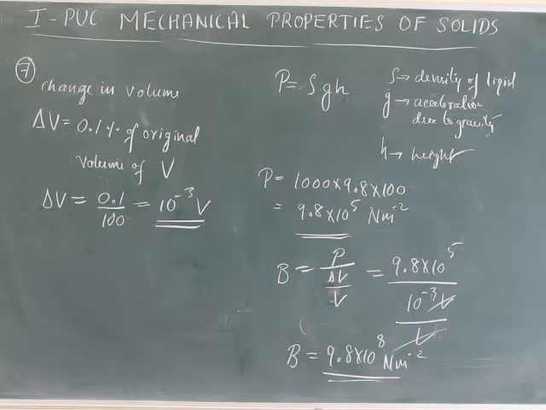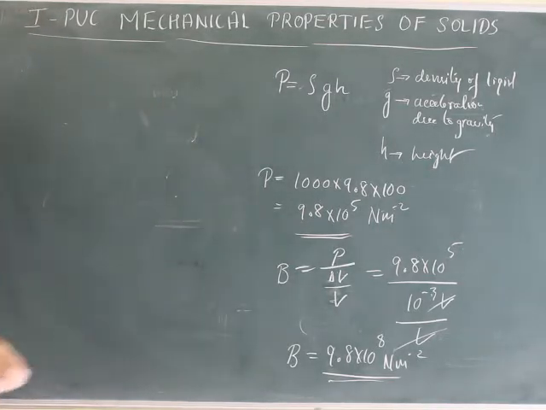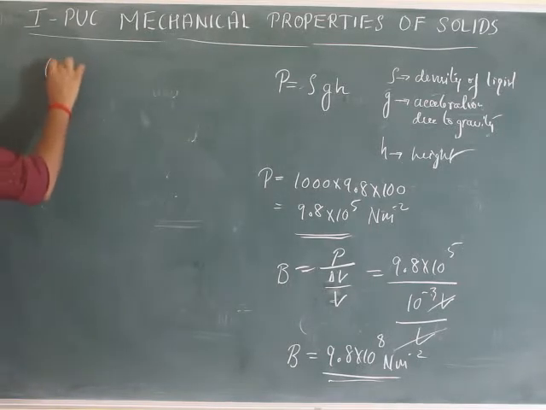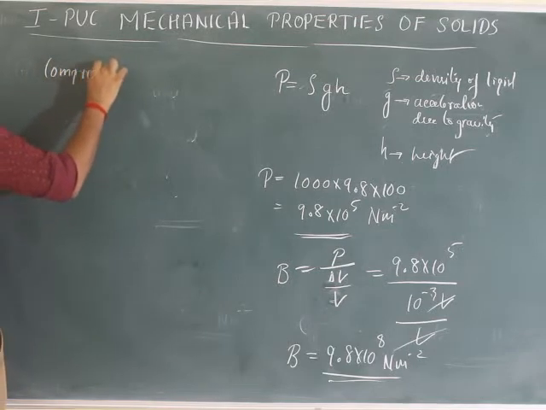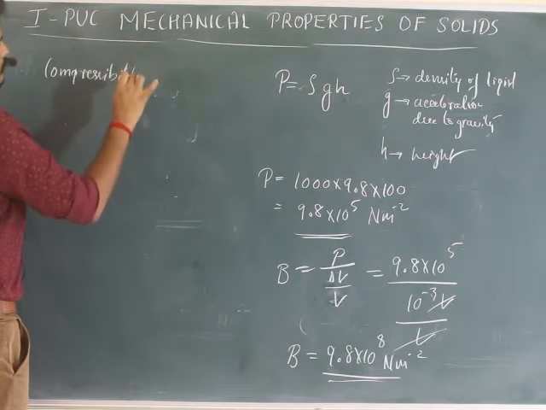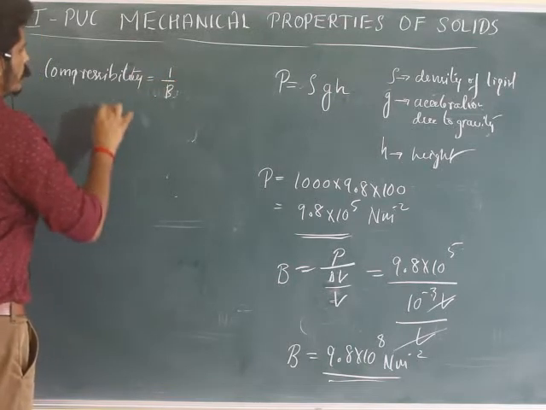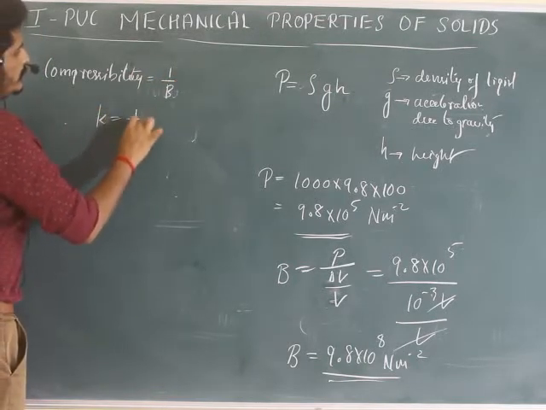Okay, that is all about that. Bulk modulus. And last, in the same question, I told you compressibility is asked, correct? So compressibility means it is nothing but the reciprocal of bulk modulus. Take down a small note point: compressibility is equal to 1 by bulk modulus, or K equal to 1 by B.